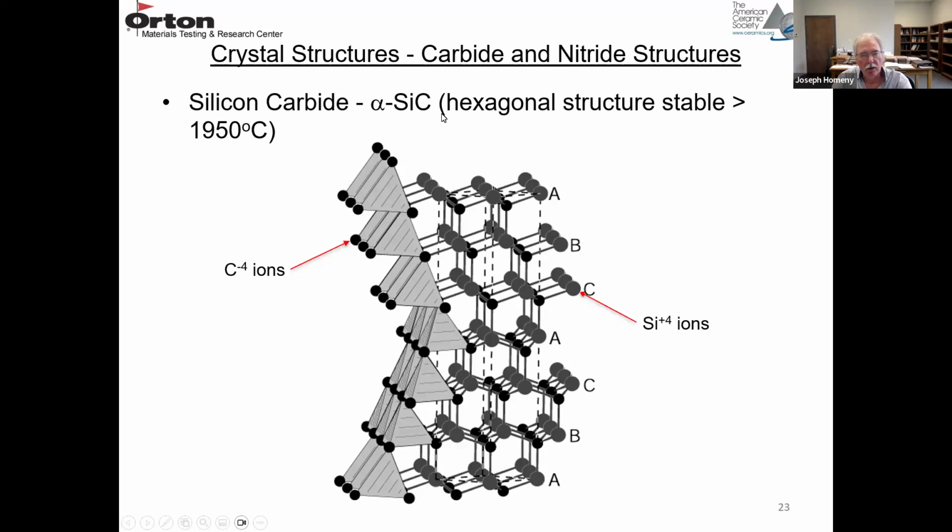And then alpha silicon carbide is hexagonal. It's stable at temperatures higher than 1950 degrees C. We'll talk about polymorphic phase transformations in a few minutes, but this goes through a phase transformation at 1950 degrees C. Here are your C-4 ions, the small black circles, and your Si+4 ions are the large black circles, all in fourfold coordination. But now the stacking sequence is ABC, ACB, then ABC again. Depending on how you stack these layers, you can have several hundred different forms of silicon carbide.